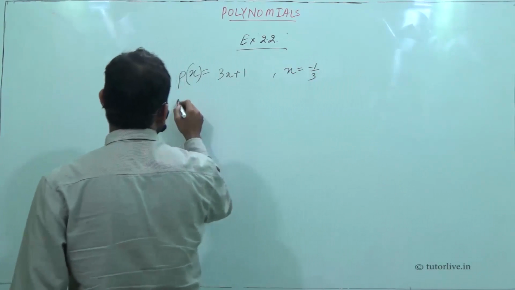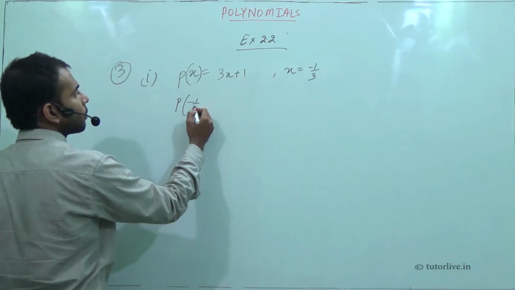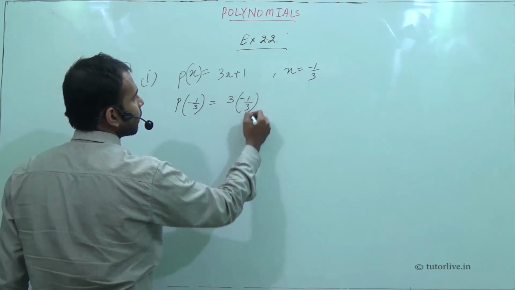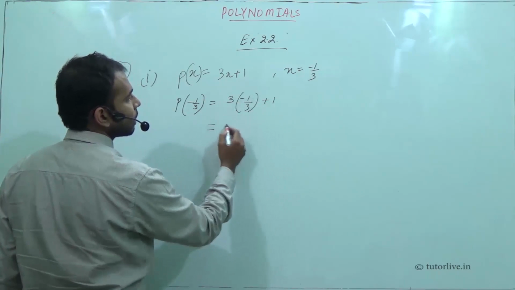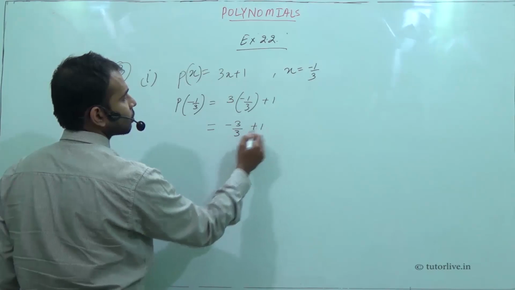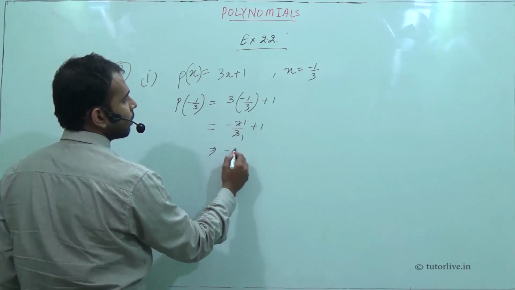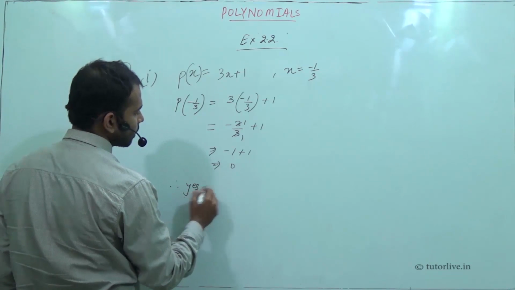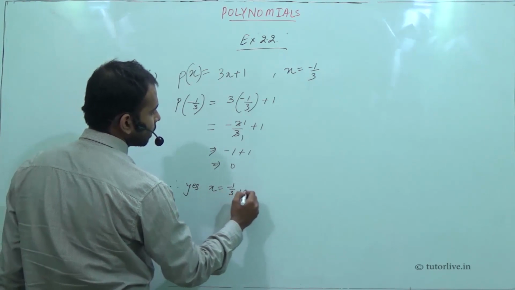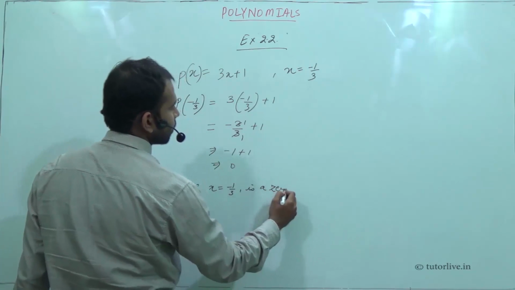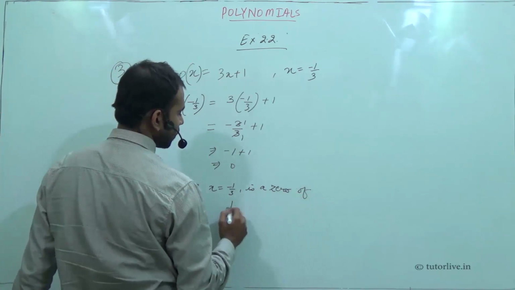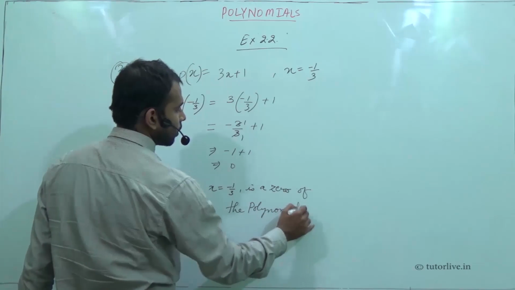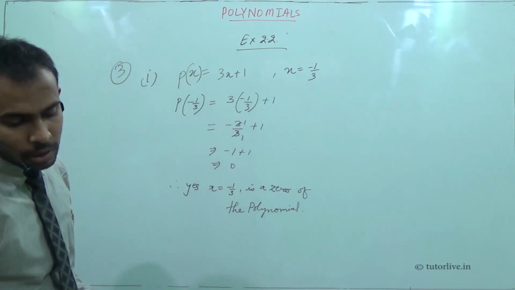So x is minus 1 upon 3, so we'll write p(minus 1 upon 3). What will be the value? 3 bracket minus 1 upon 3 plus 1. We always use a bracket. 3 into minus 1 is minus 3, whole upon 3, plus 1. 3 one times, 3 one times. What comes? Minus 1 plus 1, it is equal to 0. Therefore, yes, x is equal to minus 1 upon 3 is a zero of the polynomial. Okay kids, easy. That is how you will be doing the other parts.